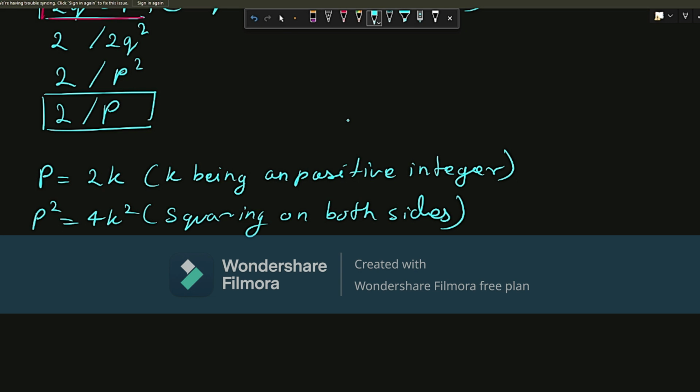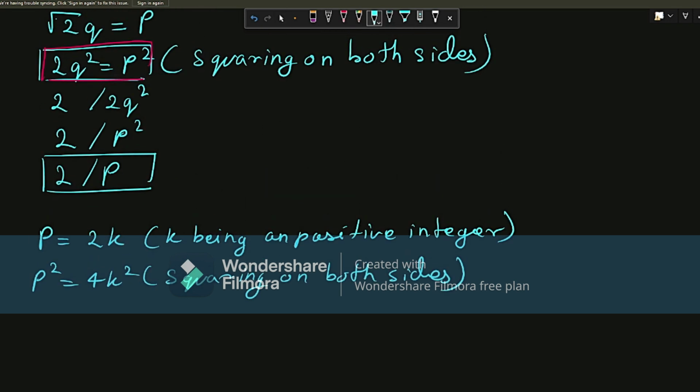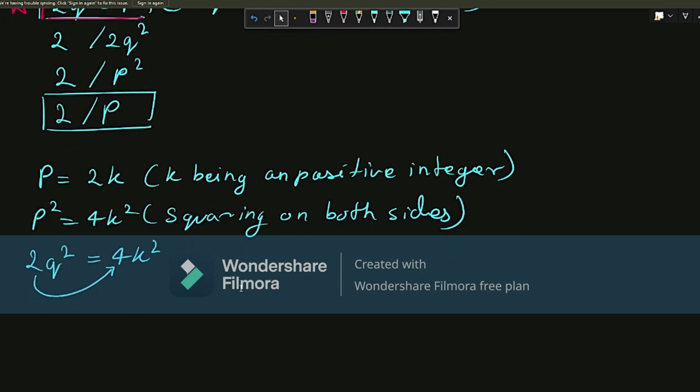Now we need to take this red box equation that we have already done over here, and use this again. Now we have taken p equal to 2k as a new value. So 2q square equals 4k square. Right. Now we'll shift 2 to the RHS. Shifting to the RHS, we get q square equal to 2k square.